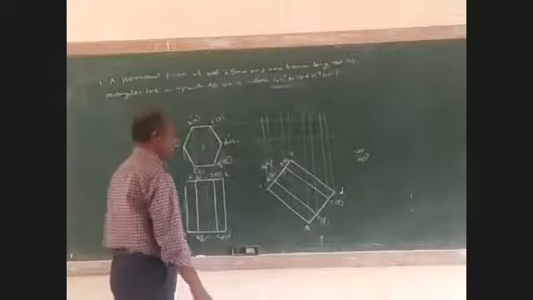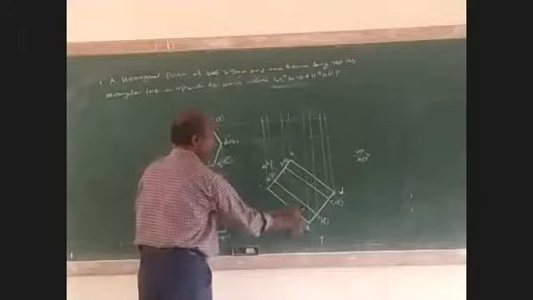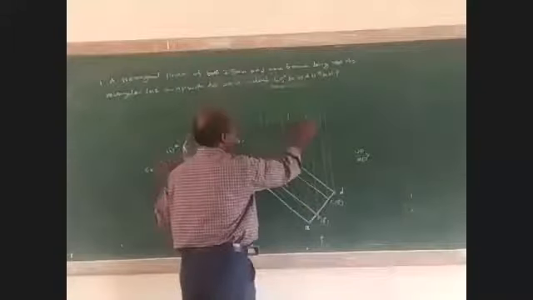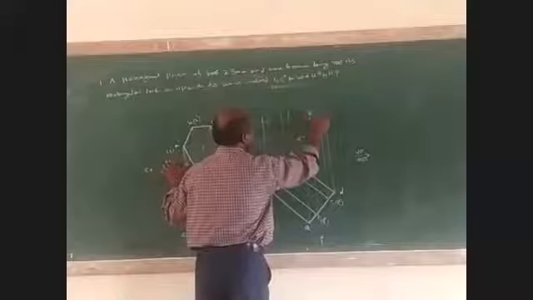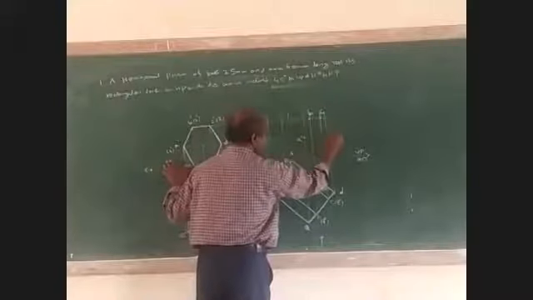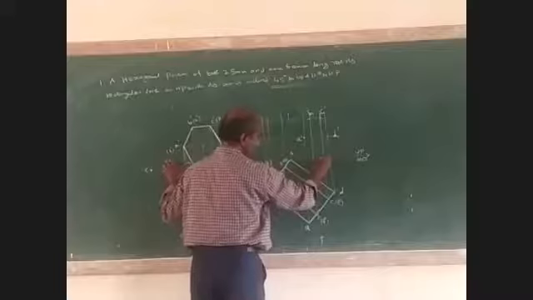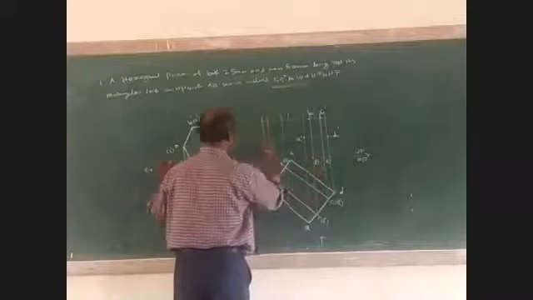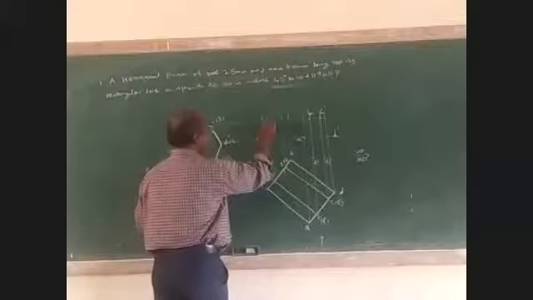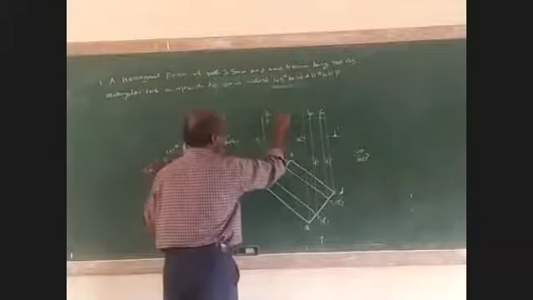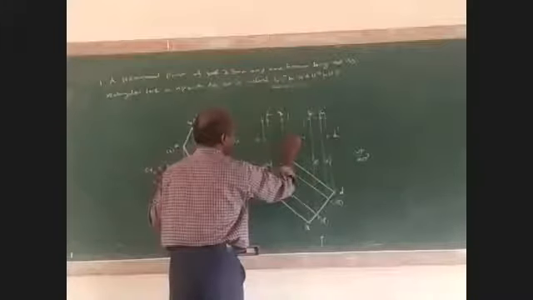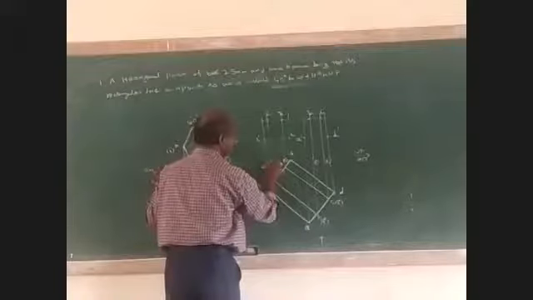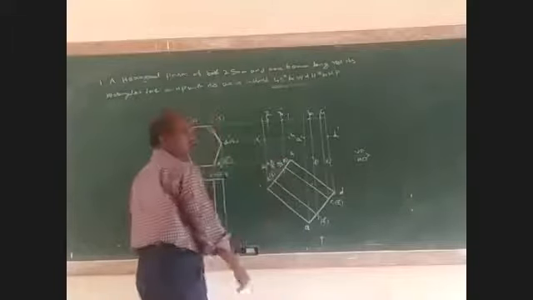What is the intersecting point? A and A dash, where it intersect? Here, A1 dash. B and B dash, B1 dash. C1 dash. D1 dash. E1 dash. F1 dash. Similarly here, 1 1 dash, 2 1 dash, 3 1 dash, 4 1 dash, 5 1 dash, this is 6 1 dash. All the points you have to mark.